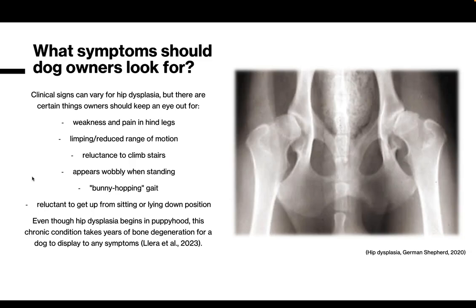And even though hip dysplasia begins in puppyhood, this is a chronic condition that takes years of bone degeneration for a dog to display any symptoms. Over here we have a radiograph, a bilateral radiograph, which shows both sides of the hips. And as you can see on this side, we have that deformed femoral head sitting in that deformed hip socket.